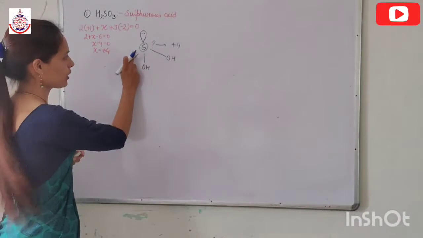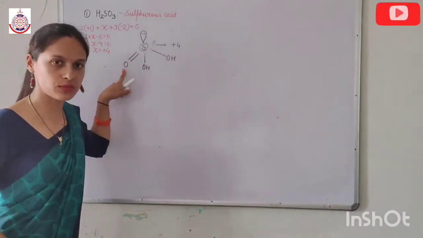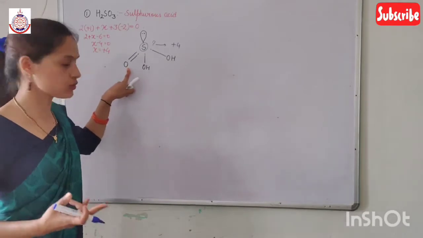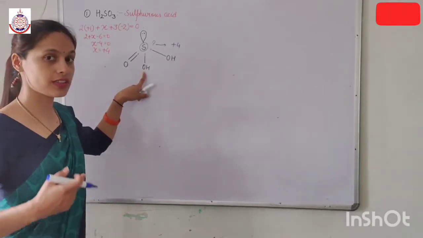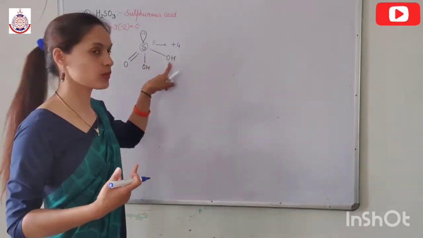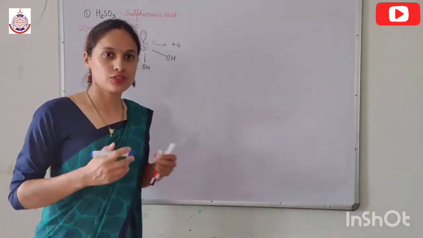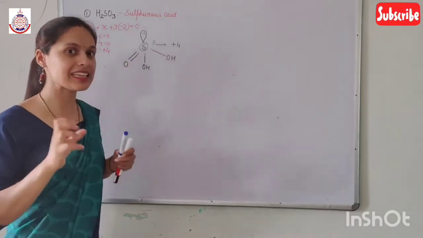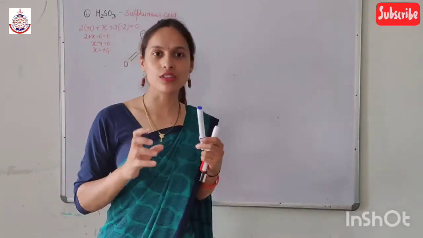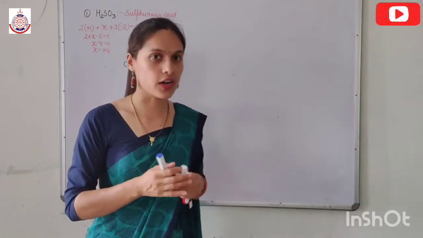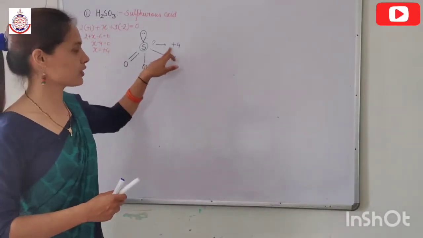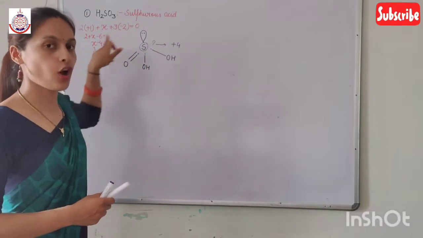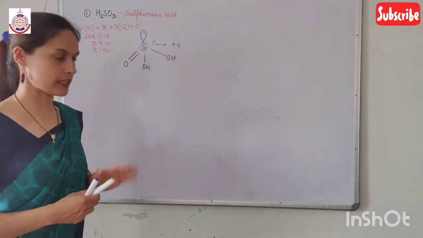Clear? 1 electron by this oxygen, therefore +1. Second electron again by this oxygen, that's why +2. Third electron by this oxygen, that's why +3, and fourth by this one, that's why +4. So with the help of the structure, we can easily calculate the oxidation state of the sulfur. So in this, the oxidation state of the sulfur is +4. Either you can calculate by this method or you can calculate by the other method.